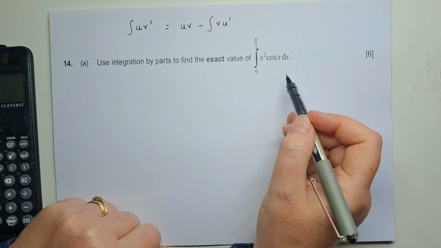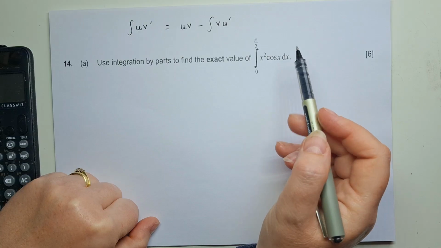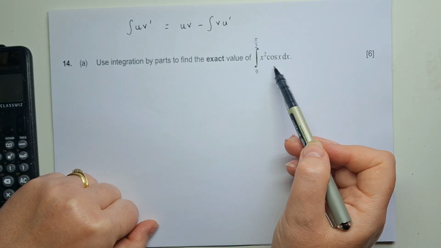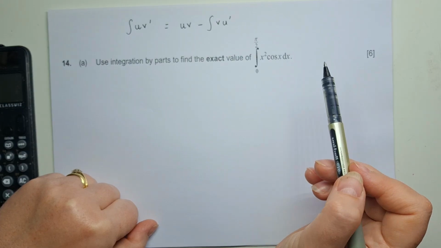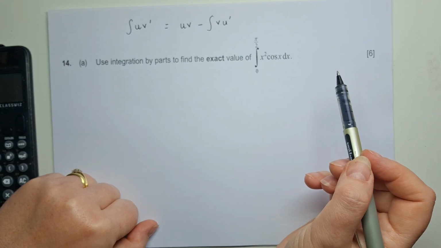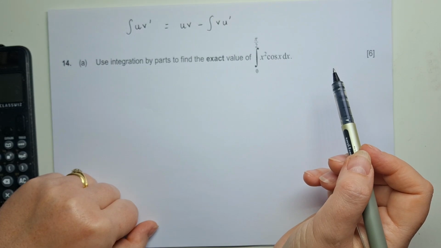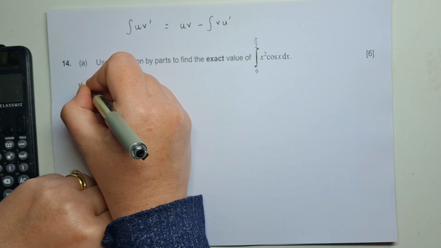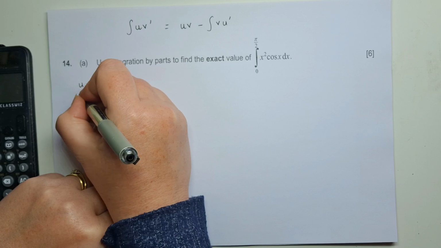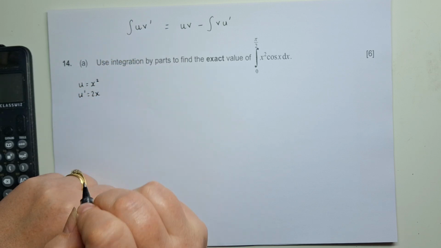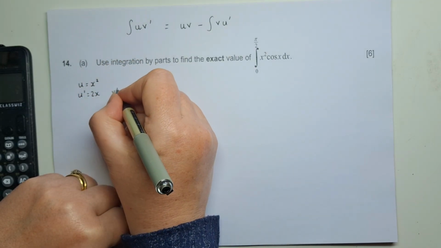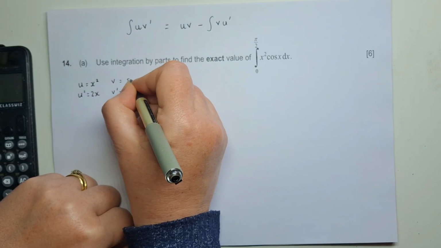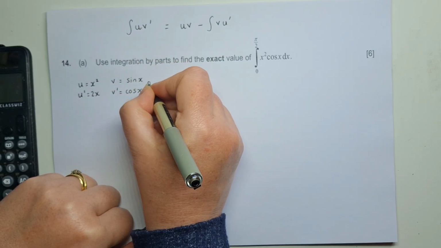So when you're choosing which is the u and which is the v dash, if one is a log, then that has to be the u, but we don't have logs. So the next thing is, if there are any algebraic terms that are going to get easier as they differentiate, then that's your u. So that's going to be my x squared. So u is x squared, so u dash is 2x. And then we'll have v dash as cos x, and v therefore integrates to sine x.